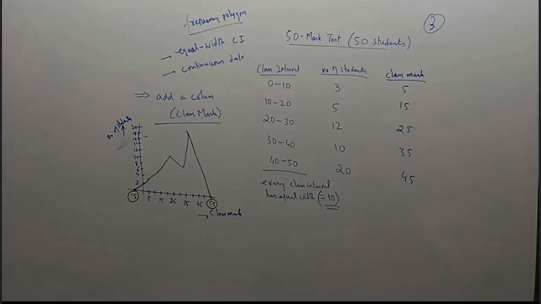Excuse me, sir. Yes, Shreyas. Sir, can we not take 0 to 10 and 10 to 20 as 1 and 3 and 5 as 8?